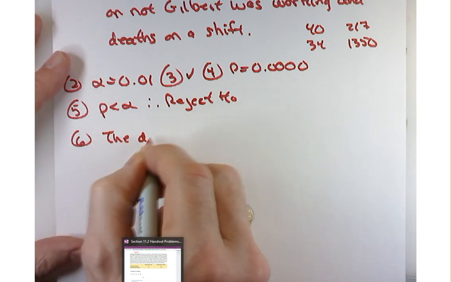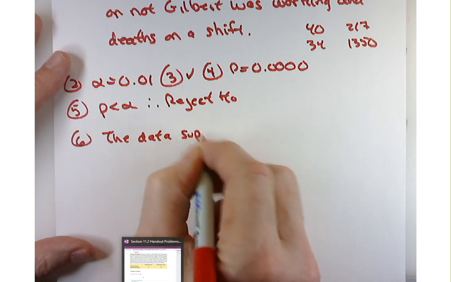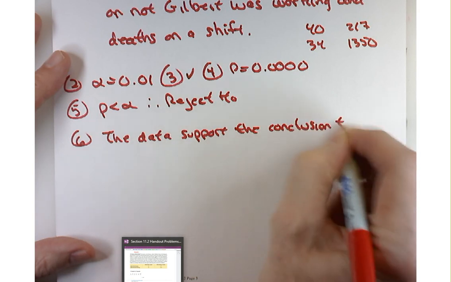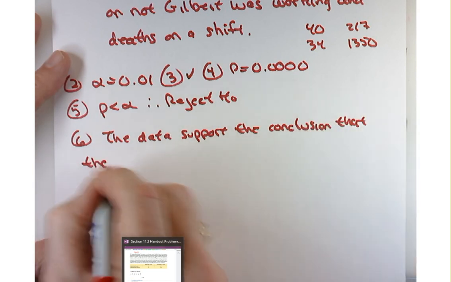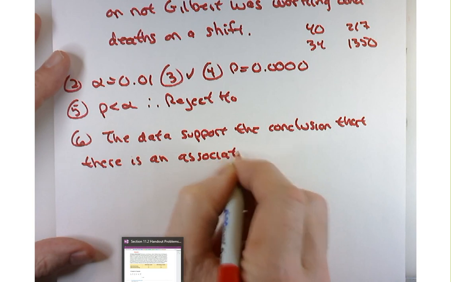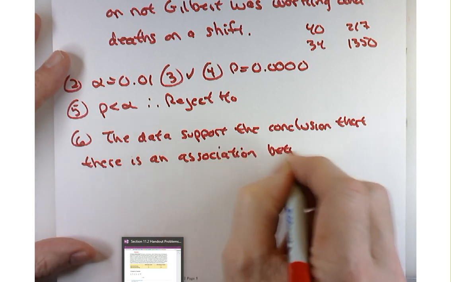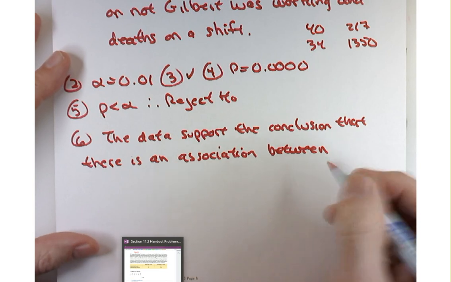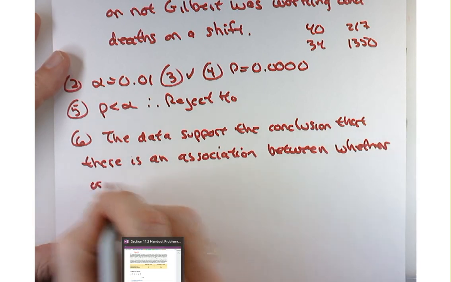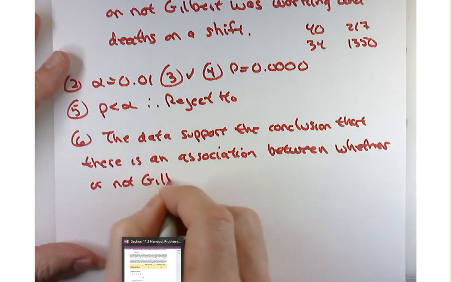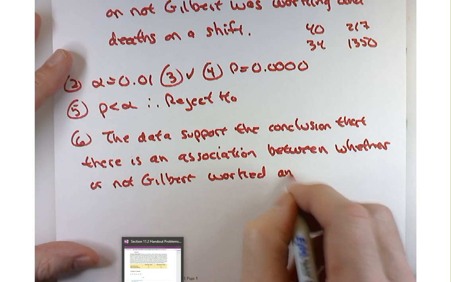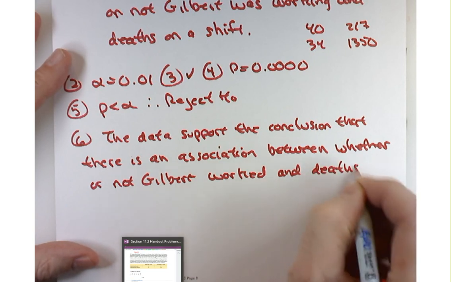The data support the conclusion that there is an association between whether or not Gilbert worked and deaths on a shift.